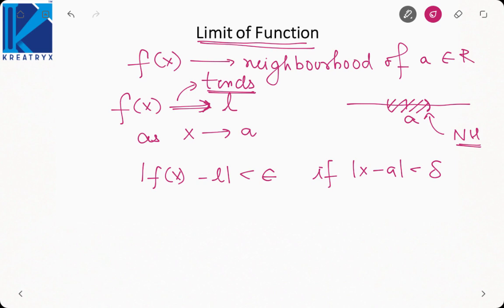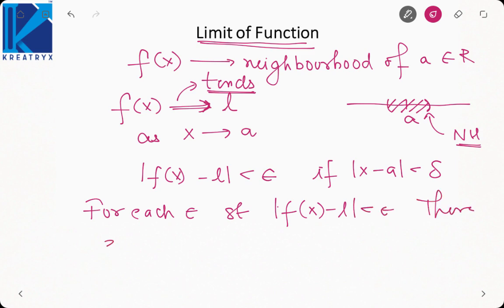Or the formal definition of a limit would be: for each epsilon such that mod f(x) minus L is less than epsilon, there exists a delta such that mod of x minus a is less than delta. That is, if I fix a limit epsilon, that your function should be within the epsilon range of the limit L, then you can easily find a delta such that x lies in the delta range of a.